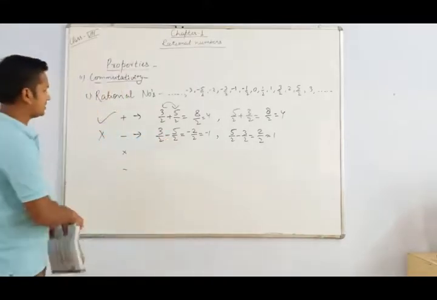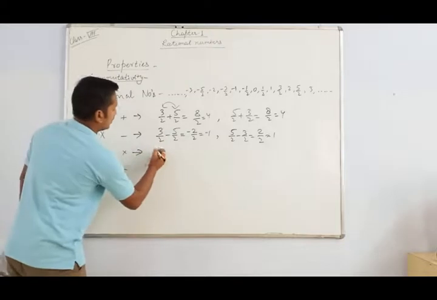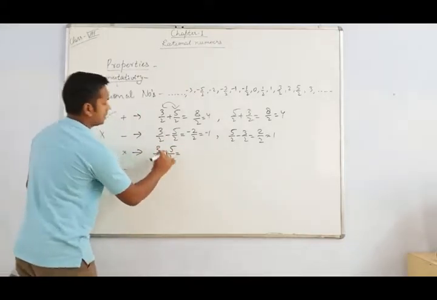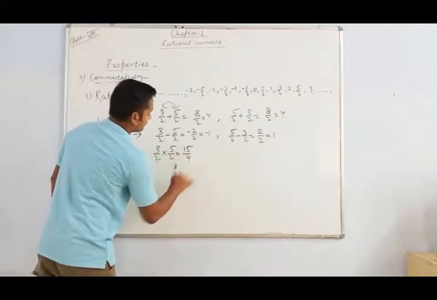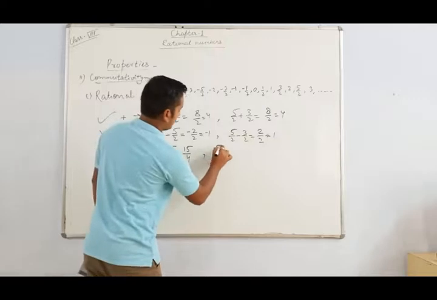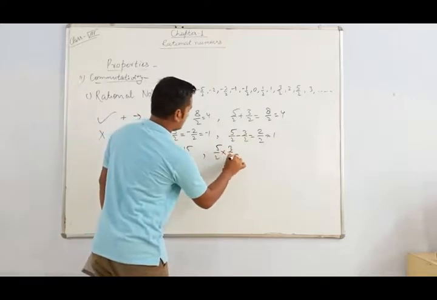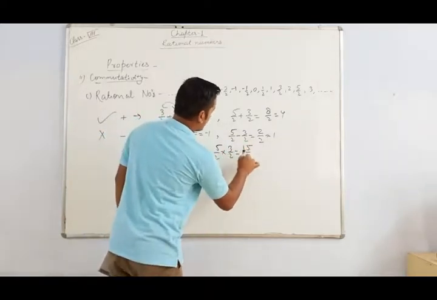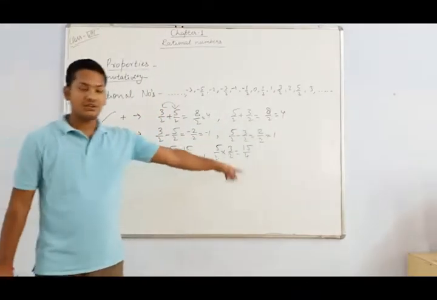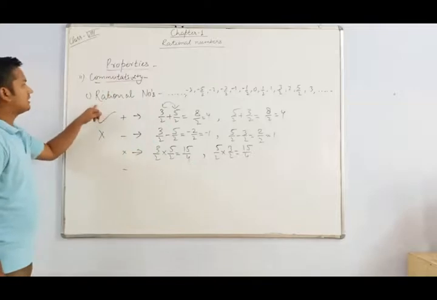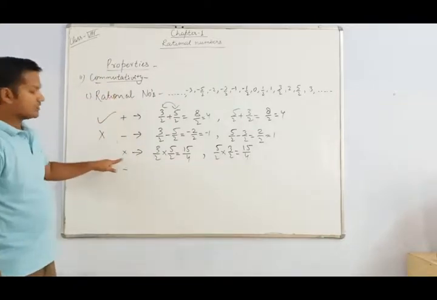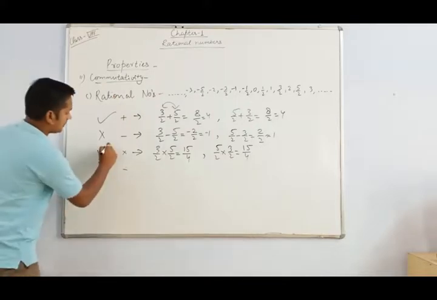Now for the multiplication. So again 3 by 2 into 5 by 2 will give you 15 upon 4. Now interchange the places. 5 by 2 into 3 by 2 will give you 15 upon 4 again. So by interchanging the places, we are getting the same value. That means rational numbers do hold the commutative property under the operation of multiplication.